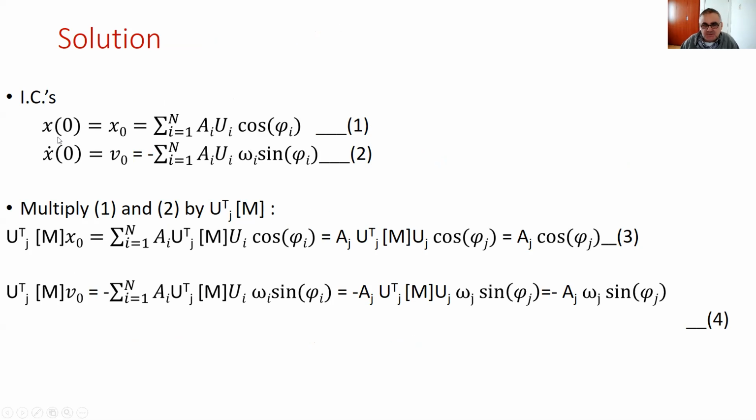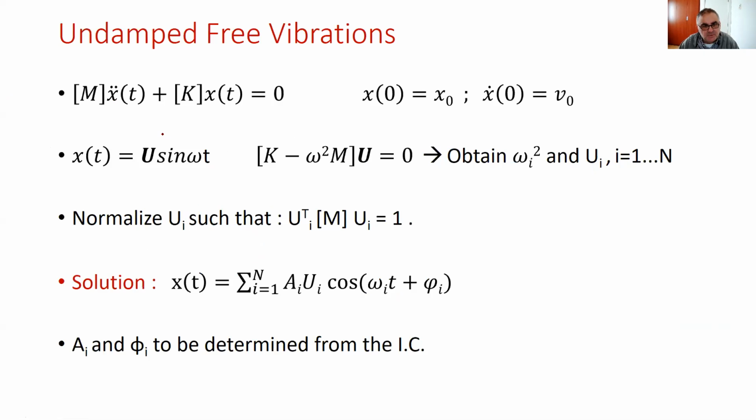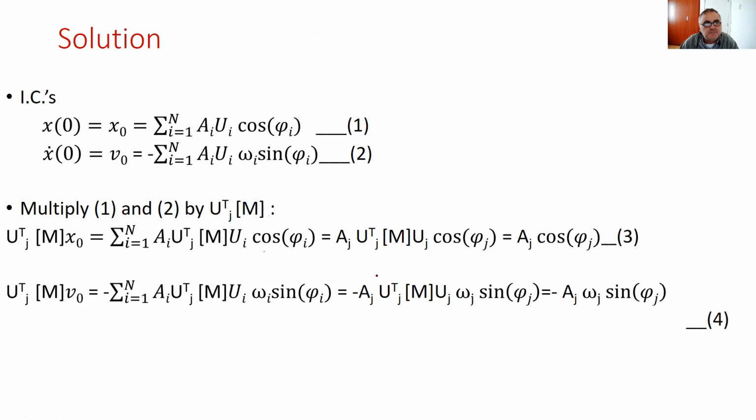The initial conditions, as we see, are x of 0 equals x0 is here. And that is equal to, from the previous equation from here, if you substitute t equals 0, you get the following expression. And for the initial velocity x dot of 0, you take the derivative of that expression, and then set t equals 0, you get the following expression.